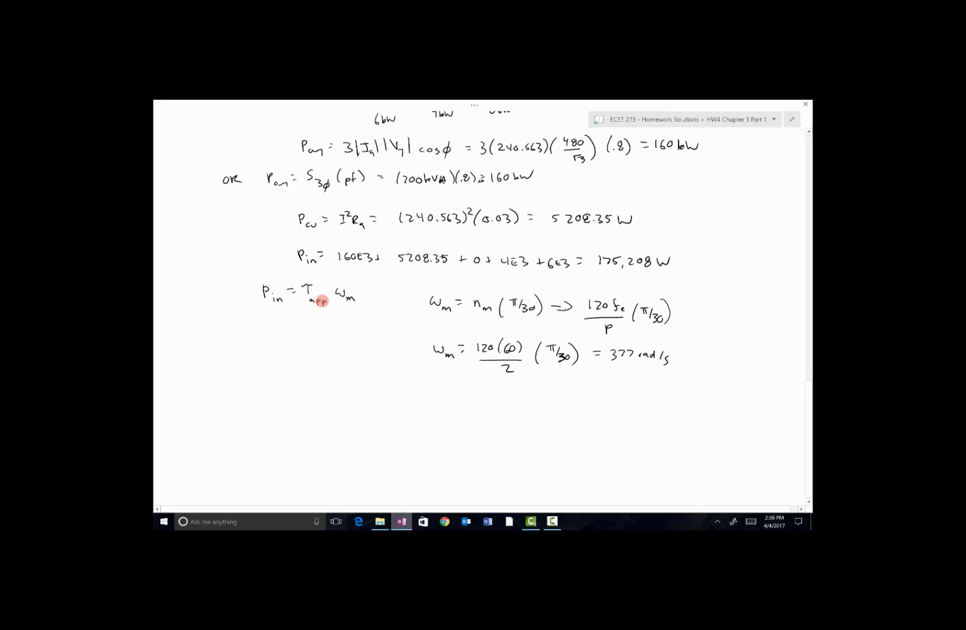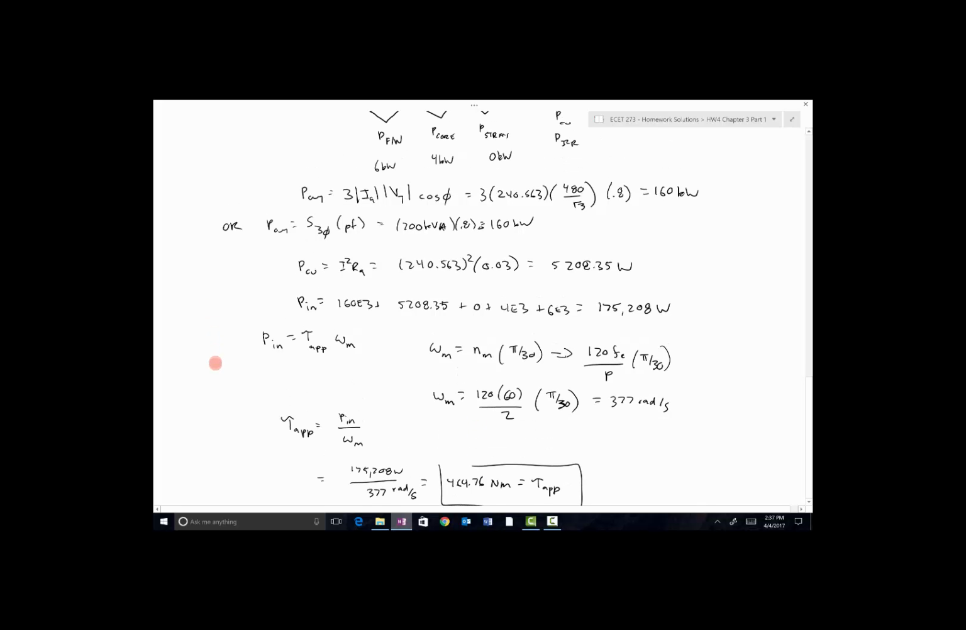And so I can determine the applied torque by the prime mover by dividing the input power by the rate of angular rotation. And so that's 175,208 watts divided by 377 radians per second. And that gives me 464.76 Newton meters of applied torque by the prime mover in this situation.